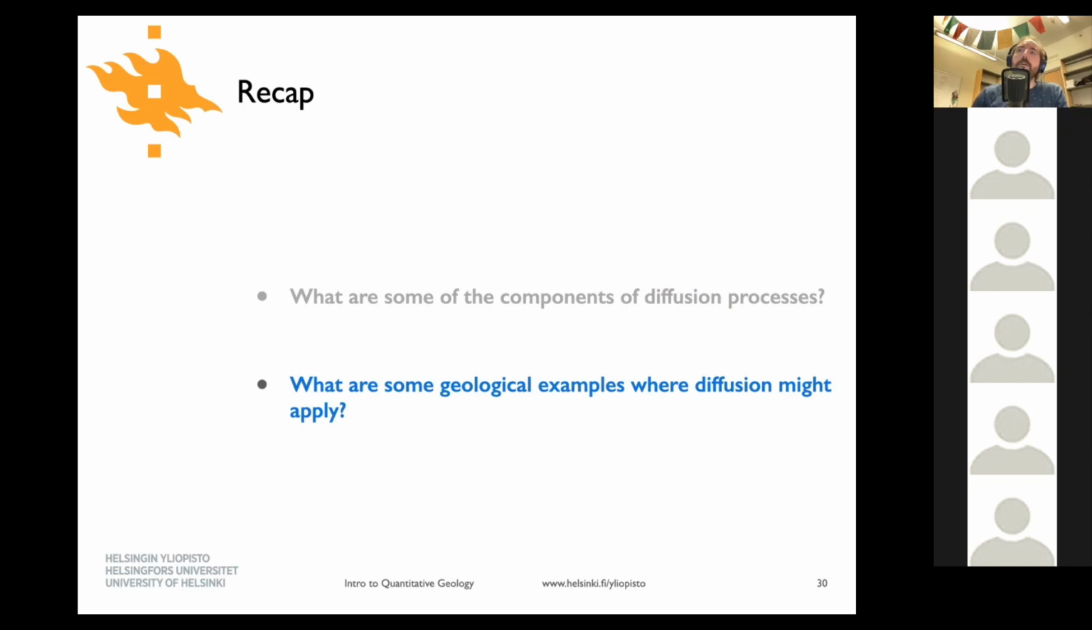And there are plenty of other examples of diffusion as a process. It's a very general process. So whether we're talking about rheology, heat transfer, geomorphology or petrology, diffusion occurs in many different ways at many different scales in the earth sciences.